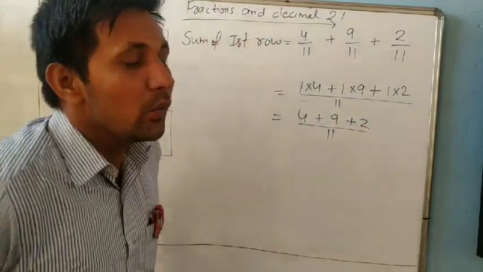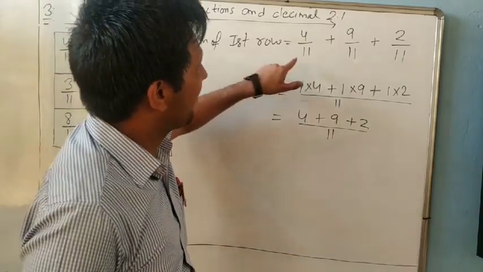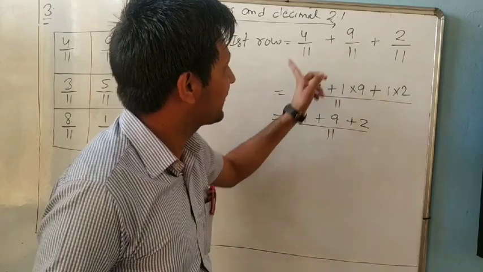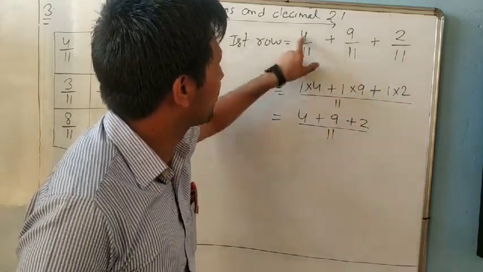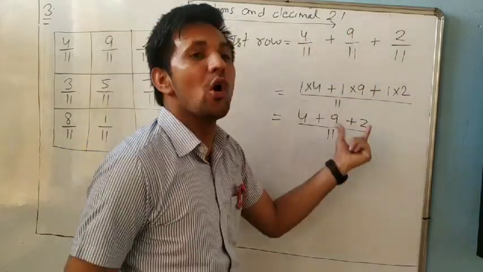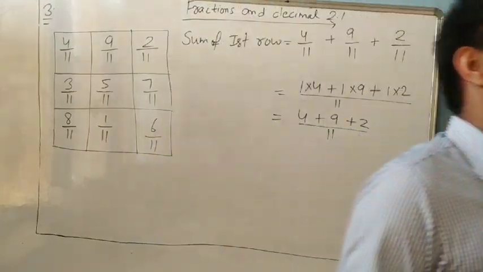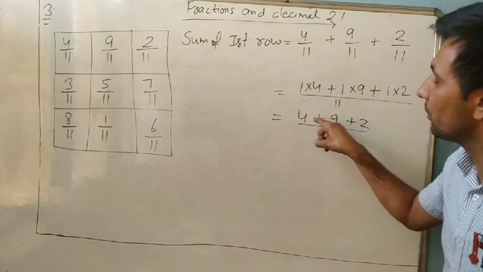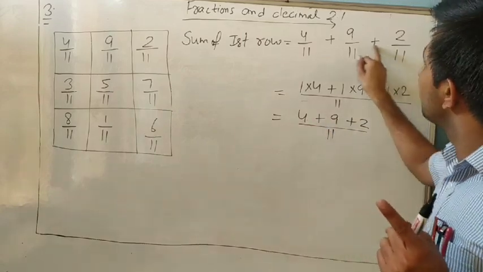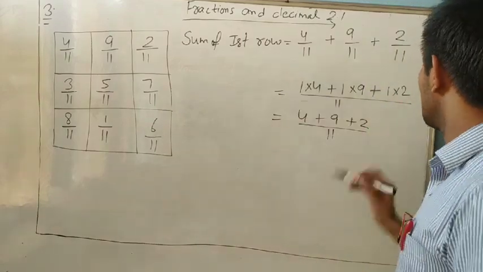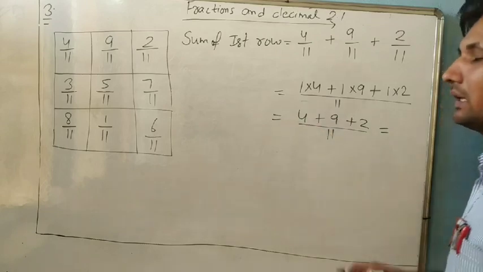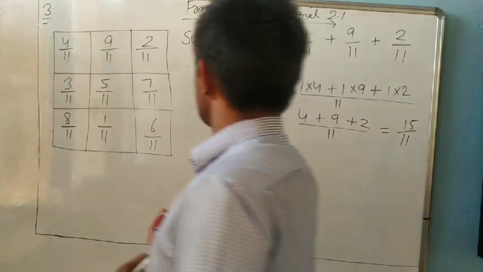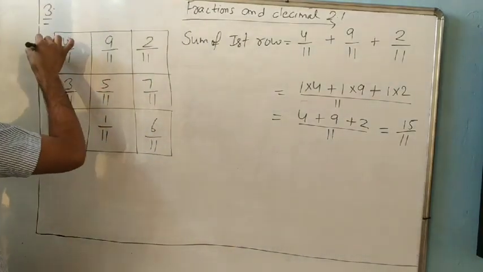It means we observe that whenever all the denominators are the same, when we take the LCM, 11 is the LCM, and then 4 plus 9 plus 2. Only in this case will we add the numerators directly, when the denominator is the same. Understand? So it becomes 9 plus 4, 13, plus 2 is 15. So what is the sum? 15 by 11. That is the first row, we already finished.